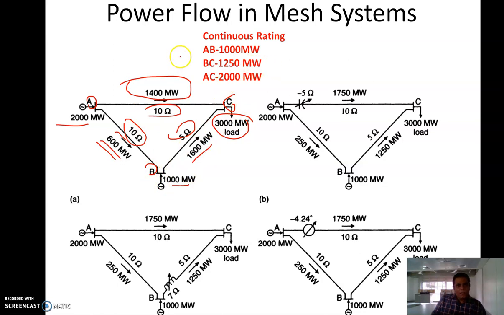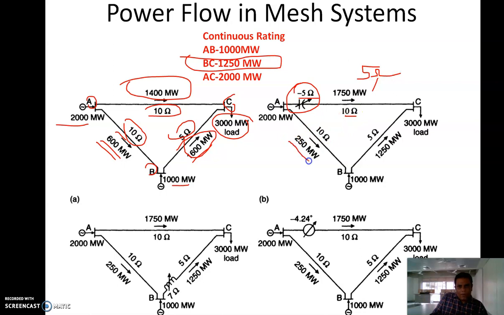Okay, now line BC is rated at 1250 megawatt. That means the maximum power that this line can take is only 1250 megawatt. However, now it is loaded at 1600 megawatt. So this line is overloaded. We can solve this problem by introducing a minus 5 ohm impedance here. So if I add a minus 5 ohm impedance, this is 10 ohm, this is minus 5 ohm, so the new impedance of this line will become 5 ohm.